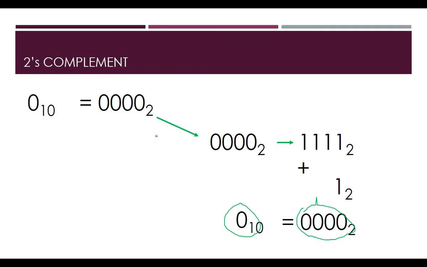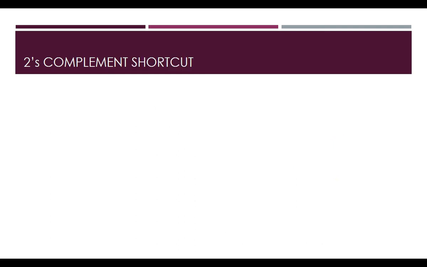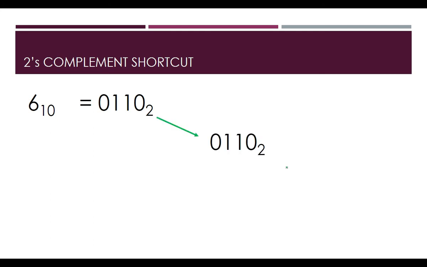So let's have more examples. So this time, let's apply the complement shortcut. So let's say we have 6. The binary form of 6 is 0110. Now, what we are going to do is to copy this, and then copy all the bits from the right going to left. Starting from the right, going to left. Okay, we'll copy that, and then on the first occurrence of 1, we stop copying. So this is the first occurrence of 1.